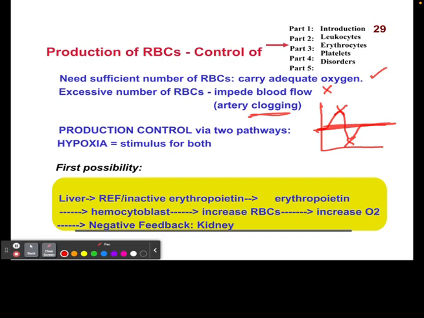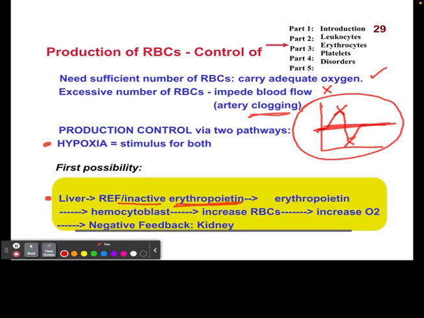So let's discuss the two ways, at least in this class, that we can control the red blood cells in your arteries and in your body. Number one, hypoxia. Again, low oxygen. The first possibility of what's going to happen here: your liver is going to determine that we don't have enough oxygen, and it's going to tell the body to activate erythropoietin.